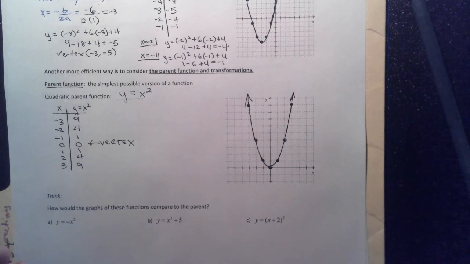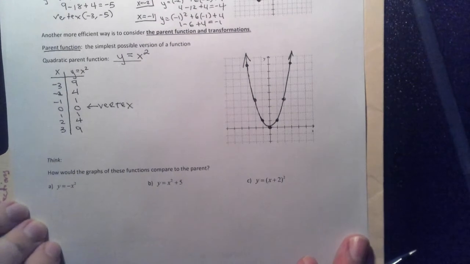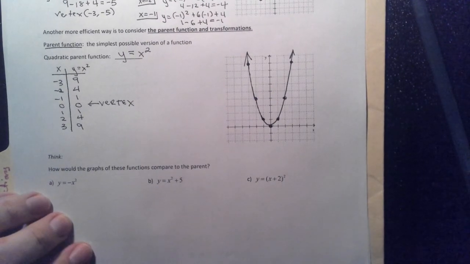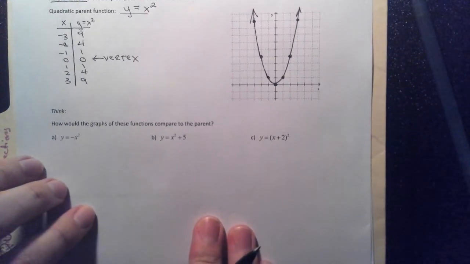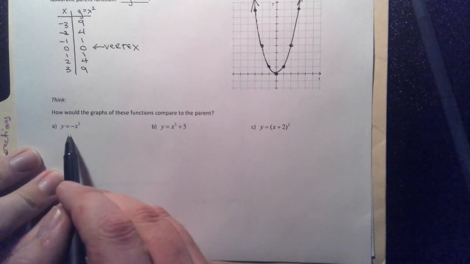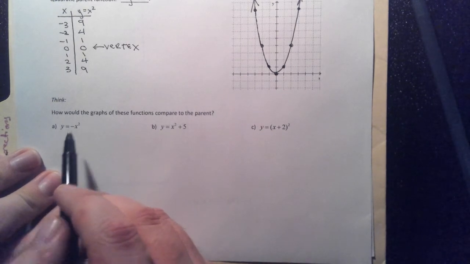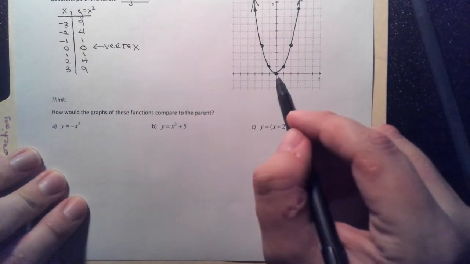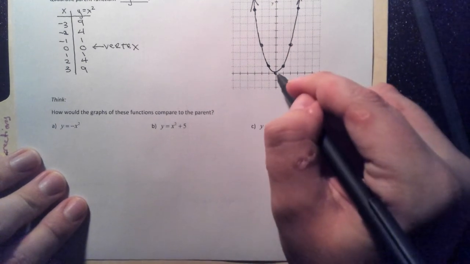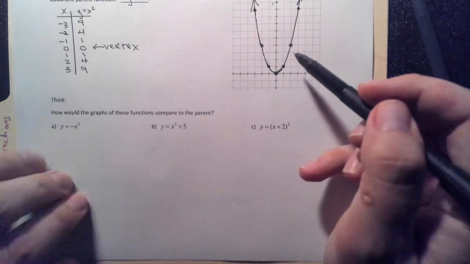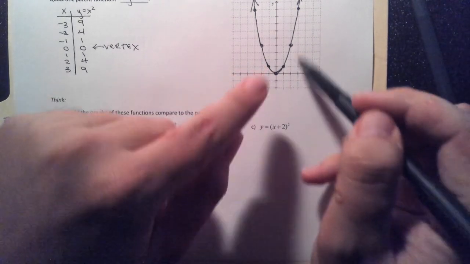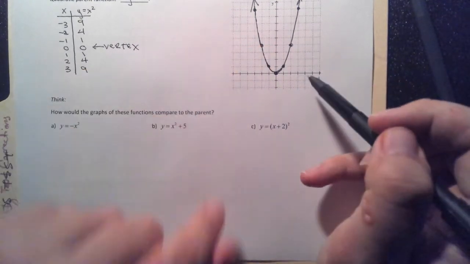Now, if we think about this, this is a parent function. I said we're also going to introduce things called transformations. How would the graphs of these functions compare to the parent? Well, if I said y equals negative x squared, if I took all of these outputs, 0 and 1 and 4 and 9, and I put a negative in front of them, then all these points would come down below the x-axis.